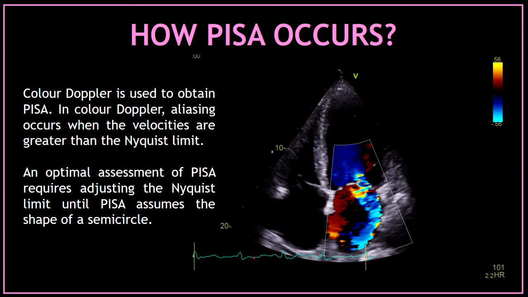Color Doppler is used to obtain PISA. In color Doppler, aliasing occurs when the velocities are greater than the Nyquist limit. An optimal assessment of PISA requires adjusting the Nyquist limit until PISA assumes the shape of a semicircle.